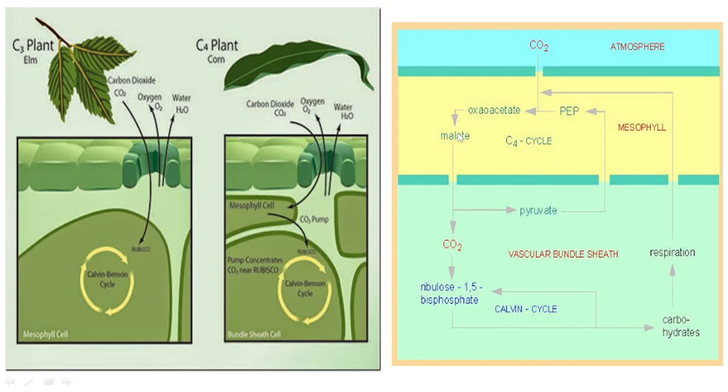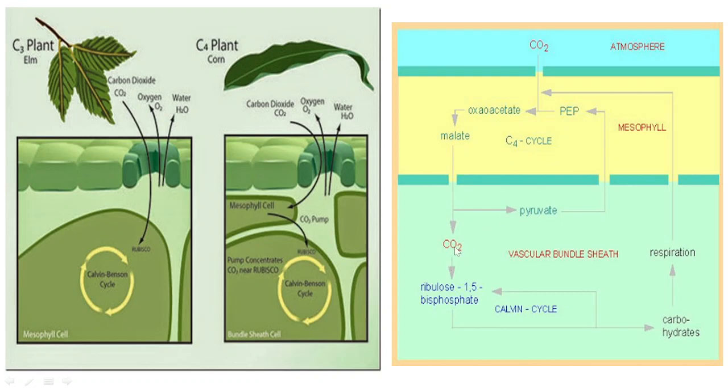It then gets converted to malate or malic acid. This malic acid will now be transported into the bundle sheath cells. This is the bundle sheath cell. Now this malic acid will split into carbon dioxide again and pyruvic acid. So you can see the malic acid that got transported split into carbon dioxide and pyruvic acid.